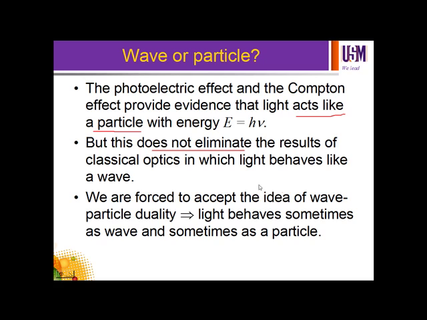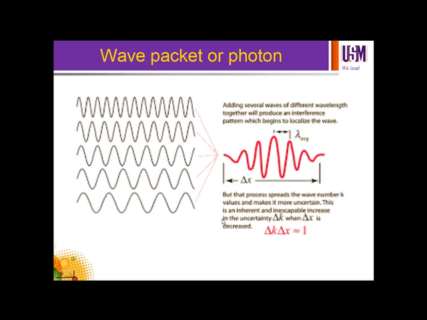So, what we have to do? We are forced to accept the idea of wave-particle duality. That is, light behaves sometimes as wave and sometimes as a particle. We have to accept this. Okay? In one experiment, we have to consider light as wave. In another experiment, we have to consider light as particle. So, what is photon, which was proposed by Einstein when he used the Planck hypothesis? It is a wave, but in the form of packet of wave.